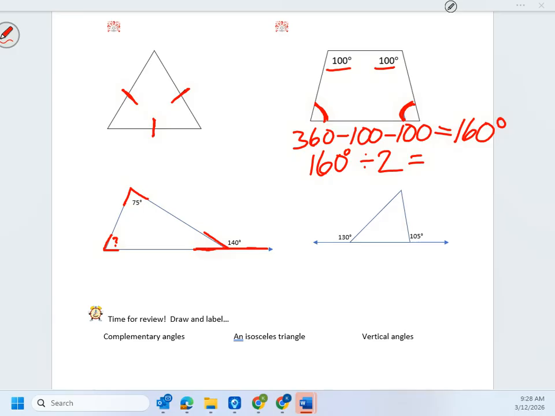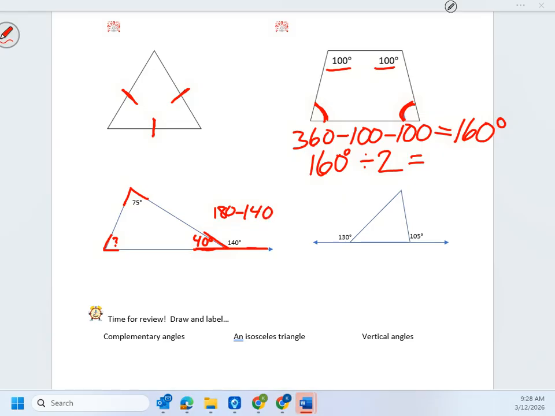What are supplementary angles? Vinny? 2 angles that make the sum of 180. So if I know that straight angle line is 180 degrees, and I know one angle is 40 degrees, what's my missing angle? Michael? 180 minus 140. 180 minus my 140, I get 40 degrees.